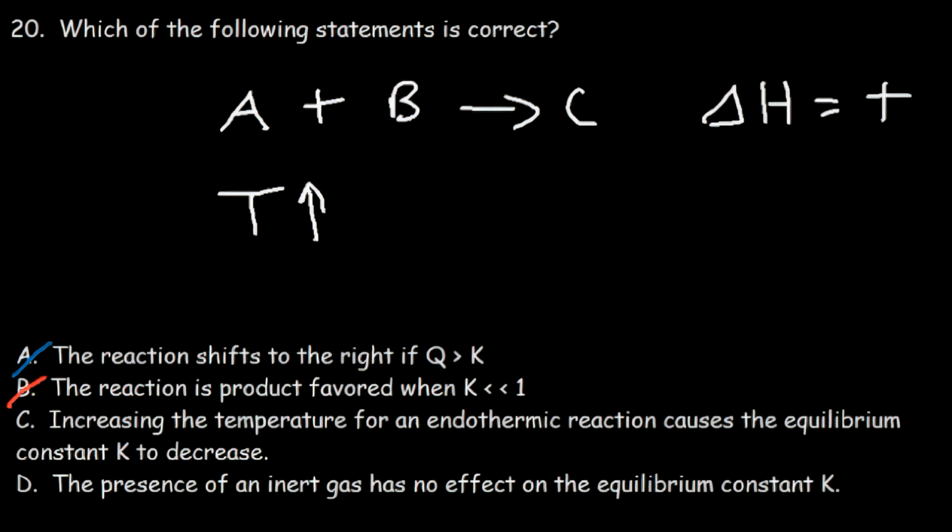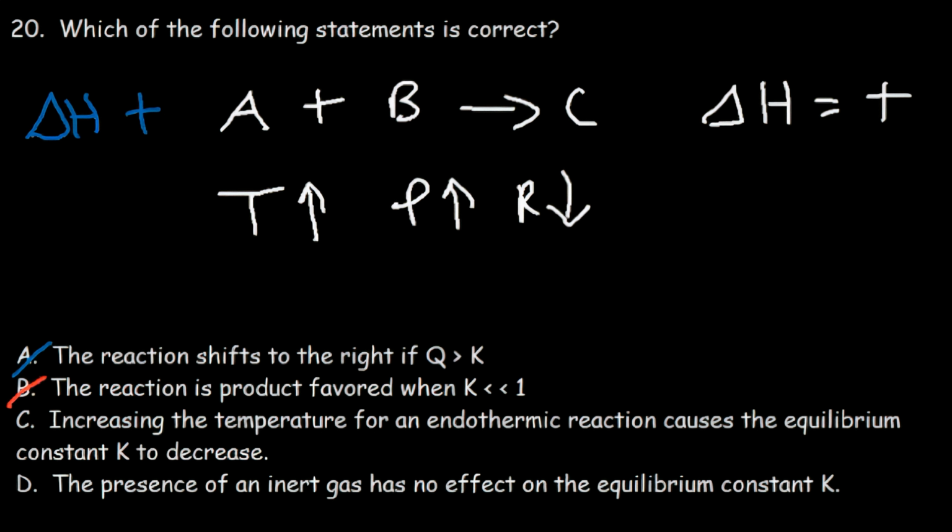For an endothermic reaction, you can treat delta H as if it's a reactant. Anytime you increase the concentration of a reactant, the reaction will shift to the right. According to Le Chatelier's principle, if you increase the concentration of the reactant, the system is going to try to decrease the concentration of that reactant. And the way it decreases it is it's going to shift the reaction to the right. As the reaction shifts to the right, the concentration of the products will go up, and the concentration of the reactants will go down. So that's how it brings the reactant back down to its equilibrium level, so to speak.